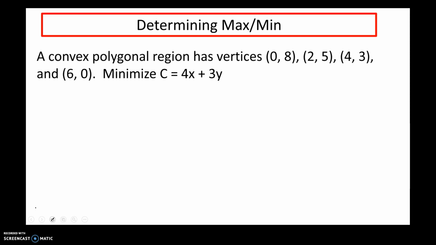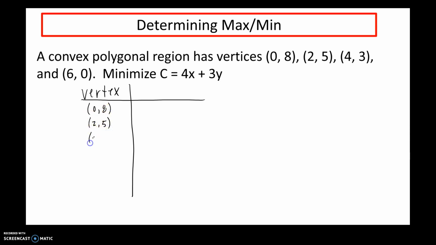But this is one of a very important technique in calculus. Just getting vertices, understanding them, plugging them into a function, and determining a maximum or a minimum. So, very simple chart we'll set up. Here, each of my vertices: (0, 8), (2, 5), (4, 3), (6, 0). And then this is the function that I want to minimize.